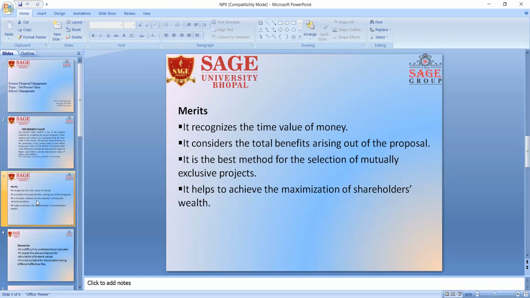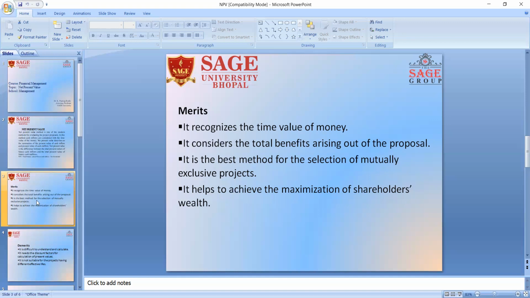Unlike other methods, which consider only 1 year, 2 years, or when the initial investment will come back, this method considers the total benefits of the proposal, and it is one of the best methods for the selection of mutually exclusive projects. Mutually exclusive projects are those which are independent in nature, when we have to consider the returns of the particular project. For that kind of projects, it is the best method for selection.